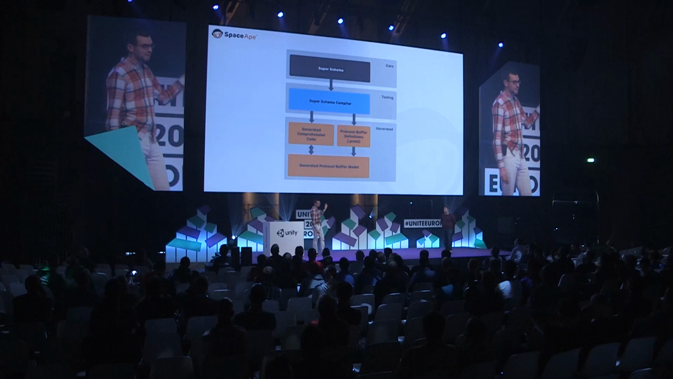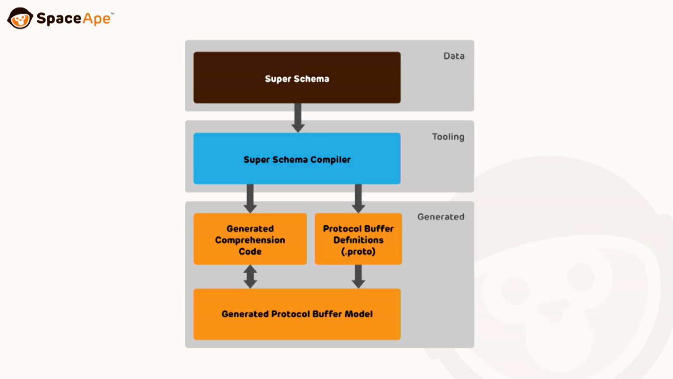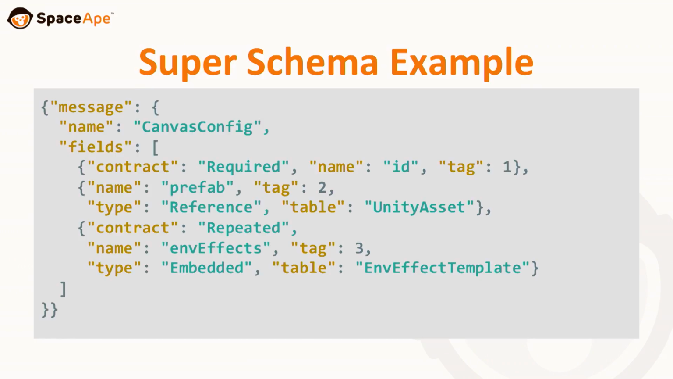It afforded better decomposition, more modularity. These things are generally good. So here's a really simple diagram for what it looks like. We have our super schema data we define. We have this compiler we wrote. And a lot of this code at the bottom is just generated for us. Once we set it up, we didn't have to worry about it.